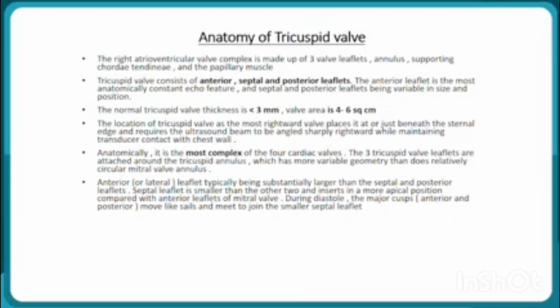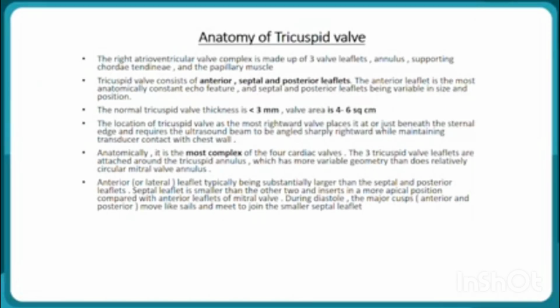Firstly, we will be learning the anatomy of the tricuspid valve, which is a right atrioventricular valve complex made up of three things: three valve leaflets, the annulus, and supporting chordae tendineae, along with papillary muscles. It has three leaflets: anterior, septal, and posterior leaflet. The anterior leaflet is anatomically the most constant echo feature, with the septal and posterior leaflets being variable in size and position. The normal thickness is less than 3 mm, with a valve area of 4 to 6 square centimeters.